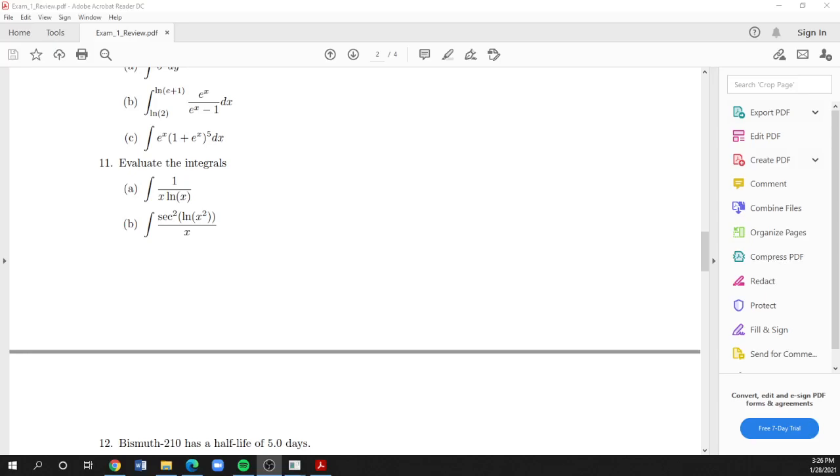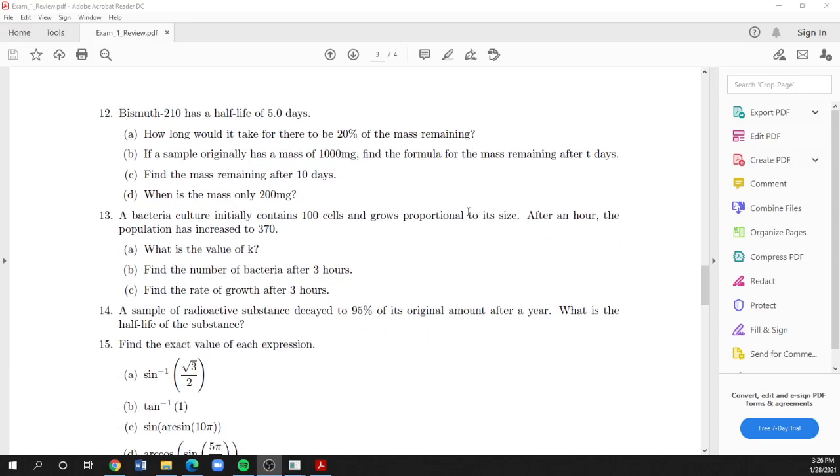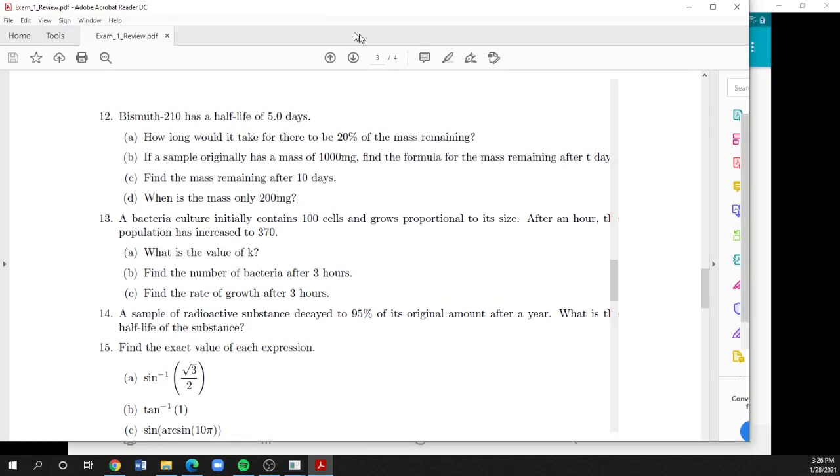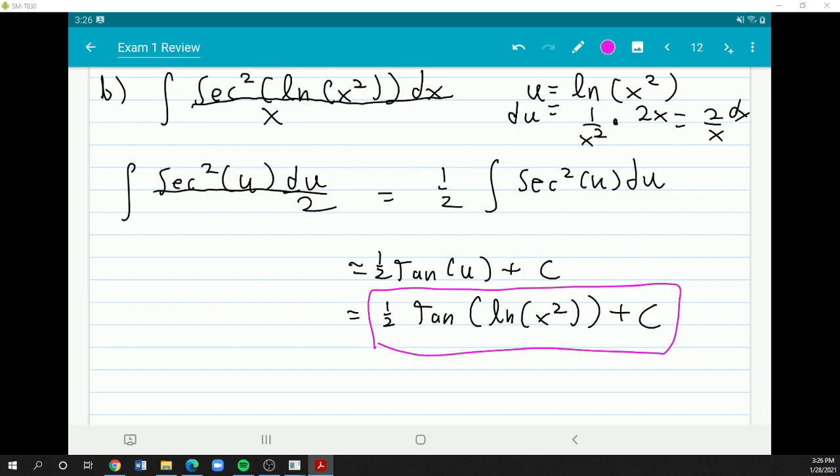Okay, time to do number 12. It says bismuth-210 has a half-life of 5 days, and it gives us all of these questions. But before anything else, we have to figure out what the formula is for how much remains, and we can do that with the information that we have.